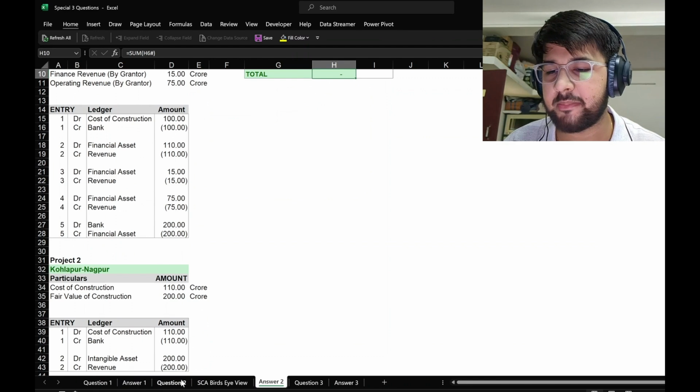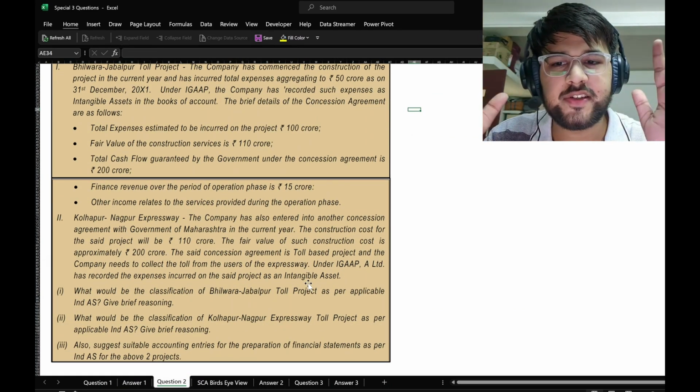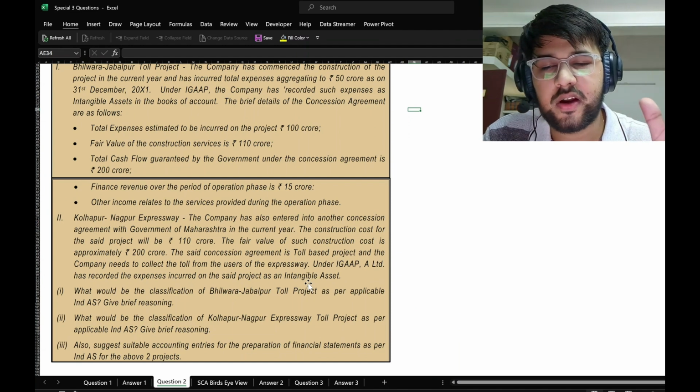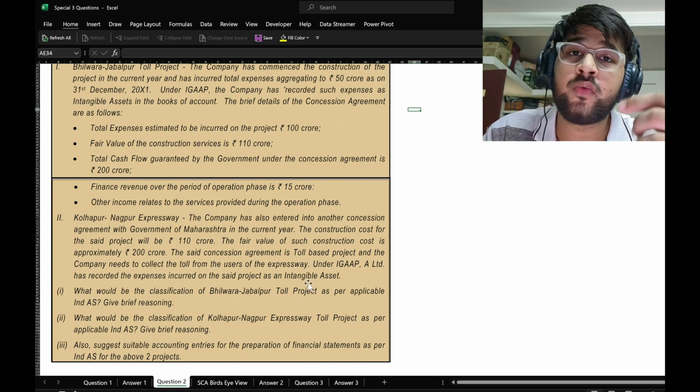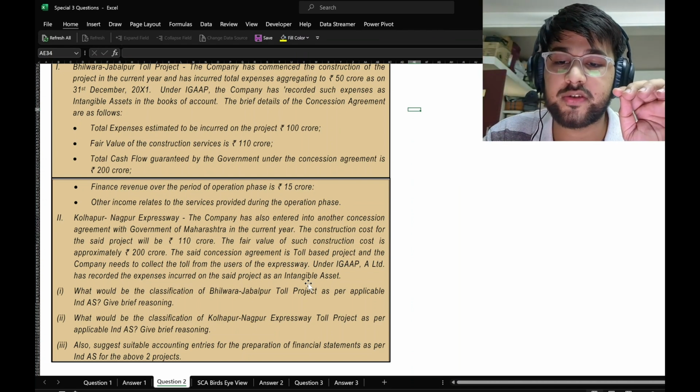The second part of the question is based on Kolhapur. Kolhapur-Nagpur Expressway, the gist of this part is the said project will be at 110 crores. The cost of construction is 110 crores. The fair value of construction is 200 crores. Okay. And you would have the right to charge the customers. Okay. You would have the right to charge the users of the expressway.